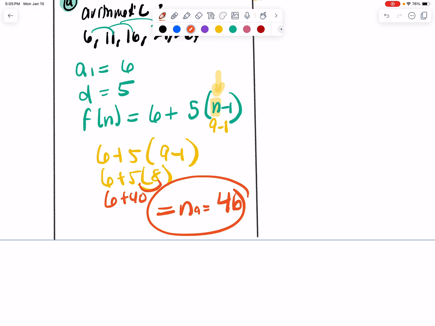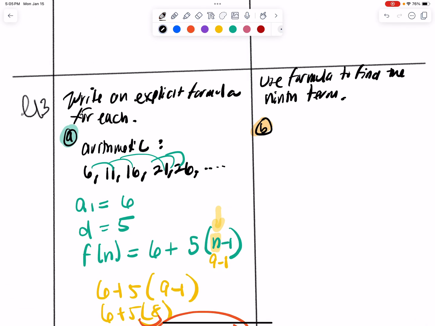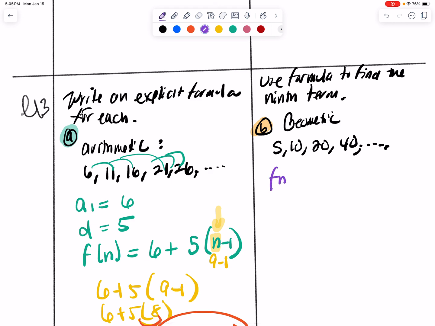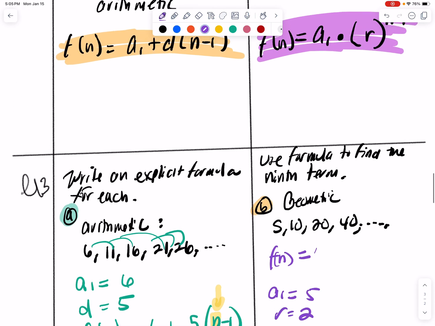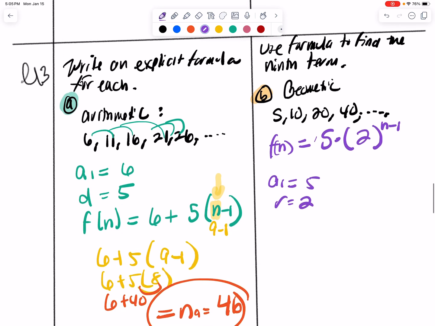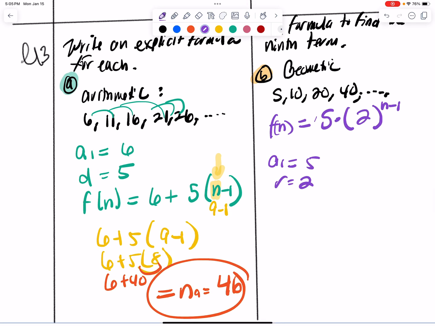Yay. All right. Now this one, B. B says it is geometric. And the numbers are 5, 10, 20, 40, dot, dot, dot. All right, so f of n equals, remember my A1 is 5, and it's multiplying by 2. So I'm going to look at my little formula up there. f of n equals 5 times the ratio, which is 2, to the n minus 1. That's my formula. And then I do the ninth term. So f of n, or f of 9 if you want to write it down, equals 5 times 2 to the 9 minus 1, which is 8 again.